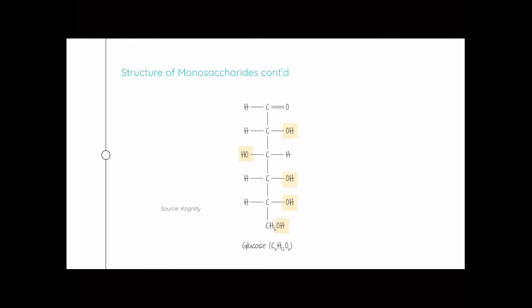Next, hydroxyl groups allow monosaccharides to dissolve in water because hydroxides are polar. As a refresher, oxygen is more electronegative, so it will be negative on the oxygen end and positive on the hydrogen end. Since like dissolves like, the polar monosaccharides are soluble in polar water.